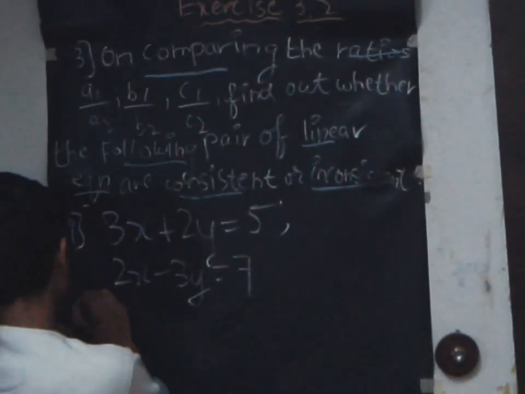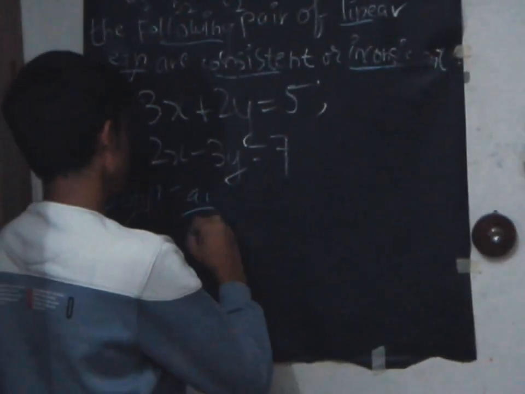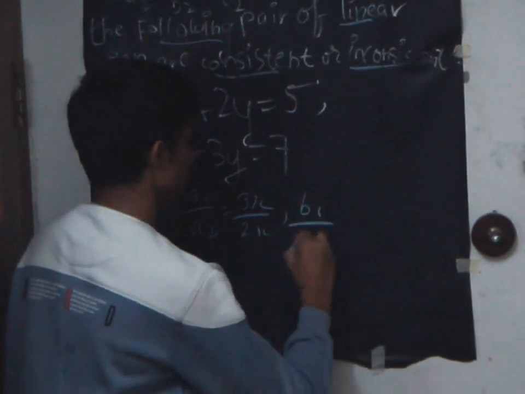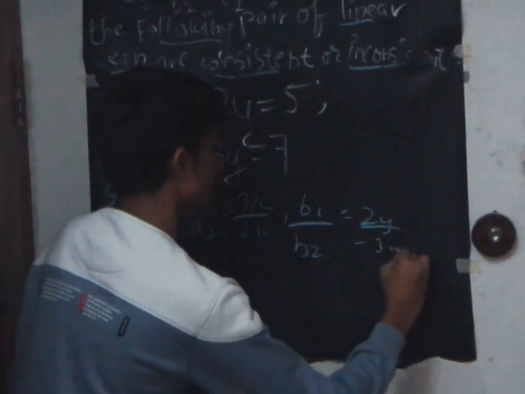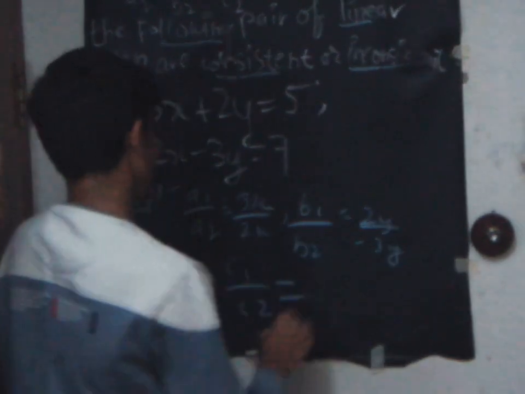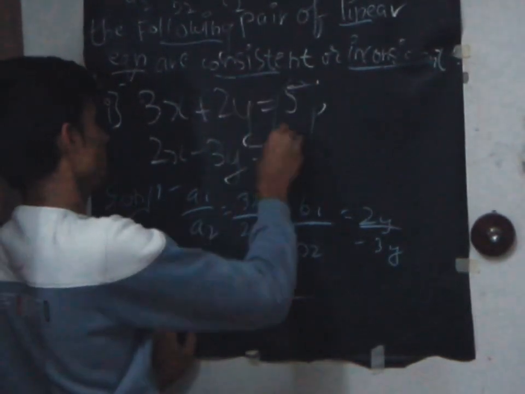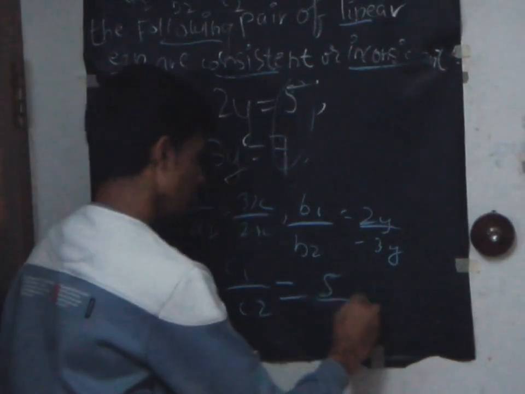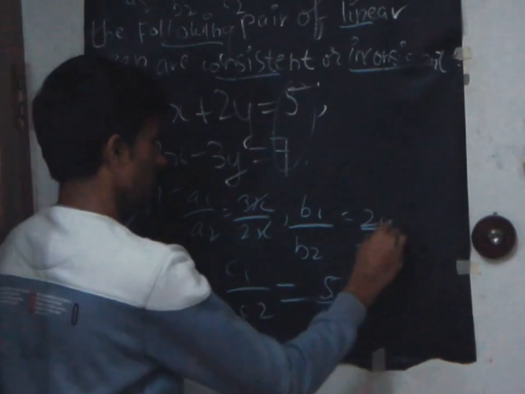Okay. So this will be the solution of the first sub question. Let us answer it easily. So a1 by a2 is equal to 3x by 2x, b1 by b2 is equal to 2y by minus 3y, c1 by c2 is equal to 5 by 7. Here minus 5 will be transferred this side, minus 7 this side, so minus and minus cancel, it will be 5 by 7. x cancels x, 3 by 2, and y by 2 by 3.